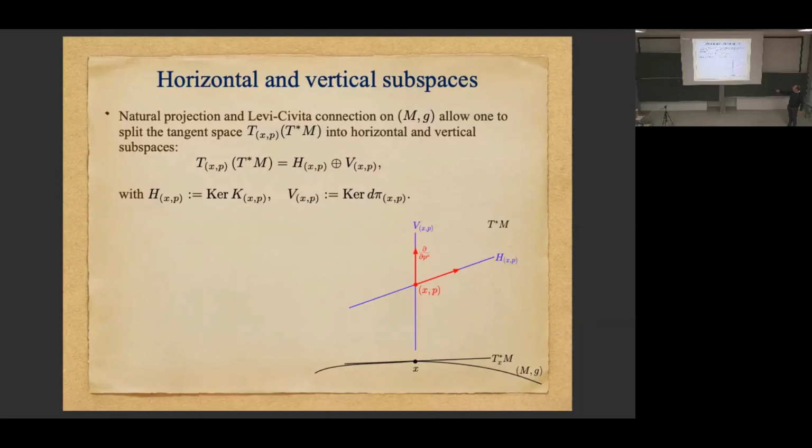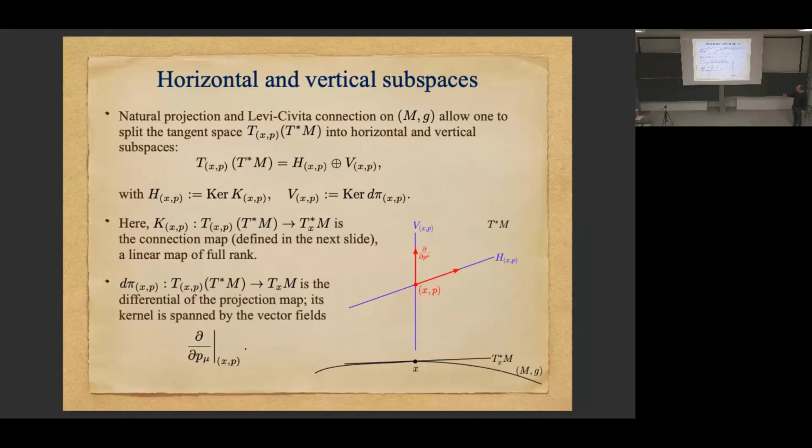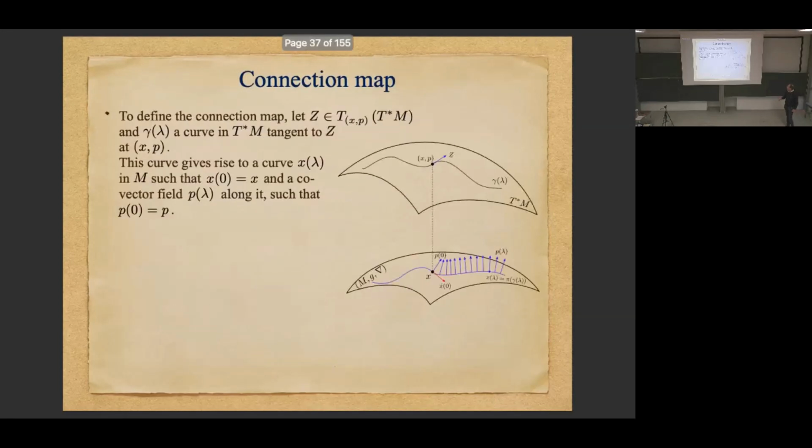And then there is this other horizontal part, which you can also define as the kernel of what is called the connection map, which I will explain in the next slide. So they both have full rank, so the kernel is 4-dimensional. Now here you have a natural basis, which is just these vector fields d by dp mu. So these are 4 linearly independent vectors that span the vertical space. Now, what about the horizontal space? To explain this, I introduce the connection map, and that works like this.